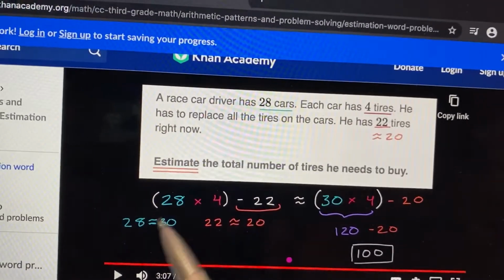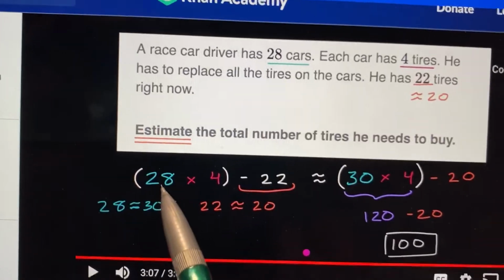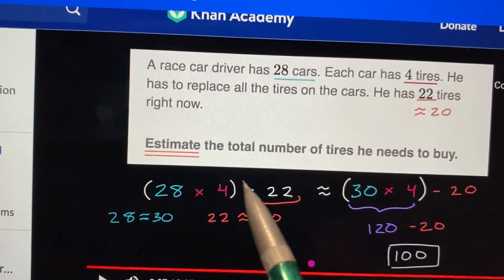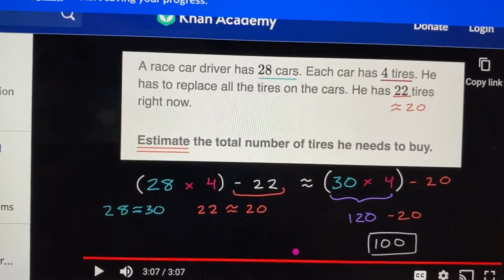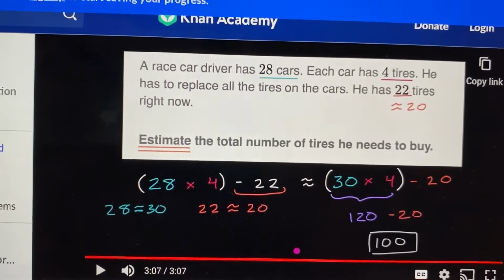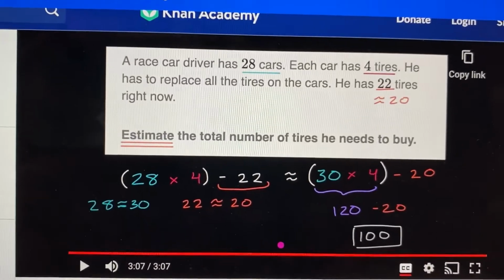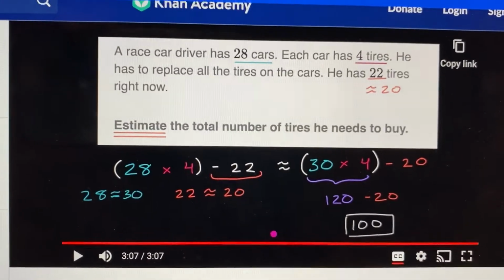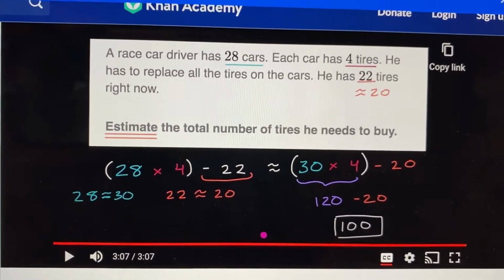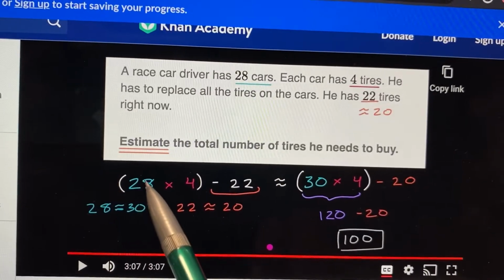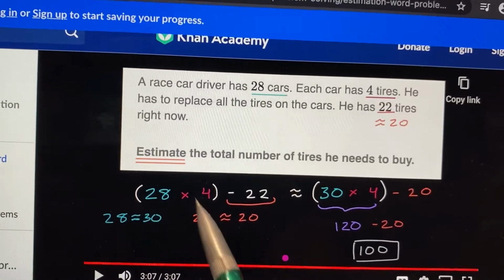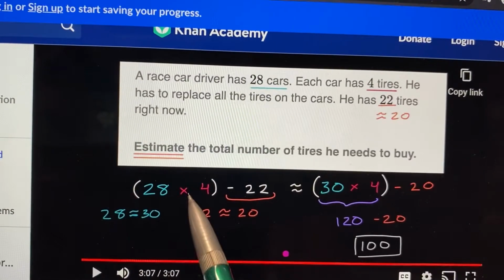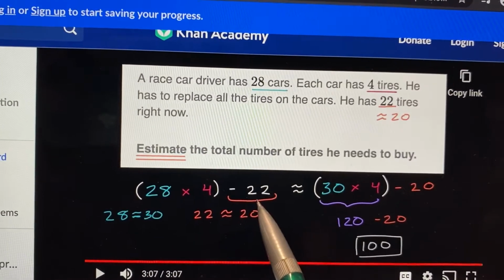So the equation to this problem looks like this. 28 times 4 minus 22. If you guys learned one thing from yesterday, for order of operations, you have to do stuff in order, right? Whatever's in parentheses, you do first. So here, you have to multiply 28 times 4. And when you get your answer for 28 times 4, you subtract that answer from 22.